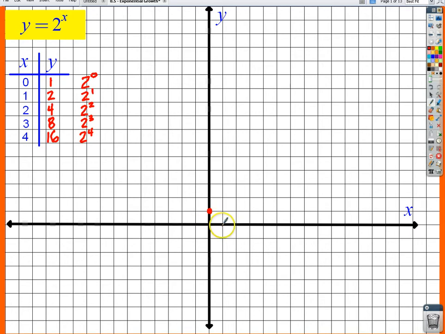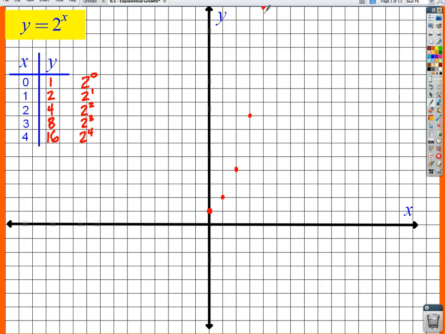If I plug in x is 1, then y is 2. If I go over to 2, I go up to 4. If I go over to 3, it goes up to 8. And if I go over to 4, I'm going to go up to 16. Let me make sure I got it: 2, 4, 6, 8, 10, 12, 14, 16.